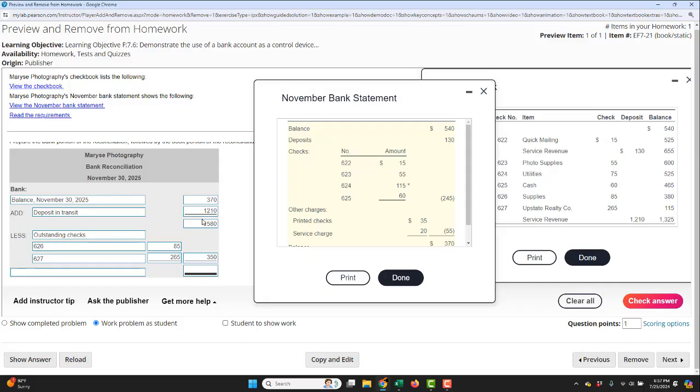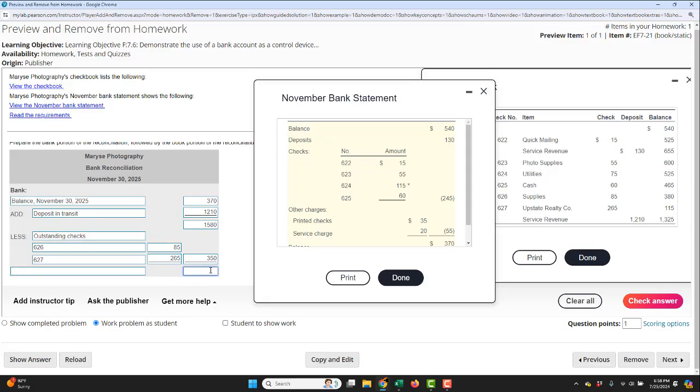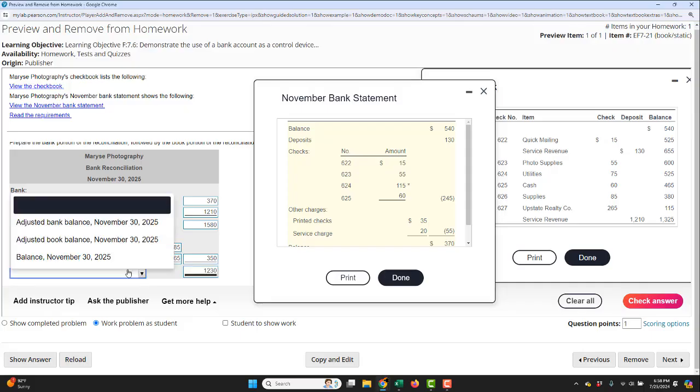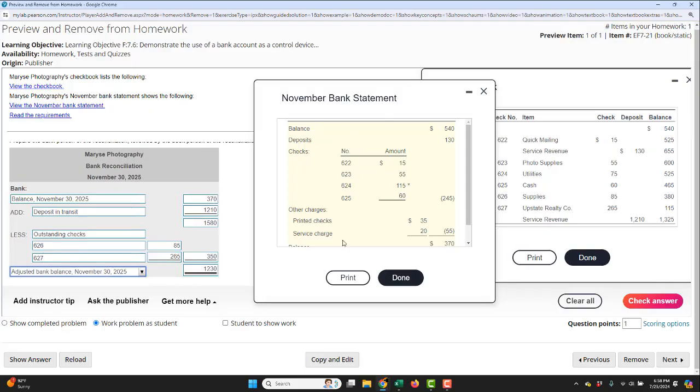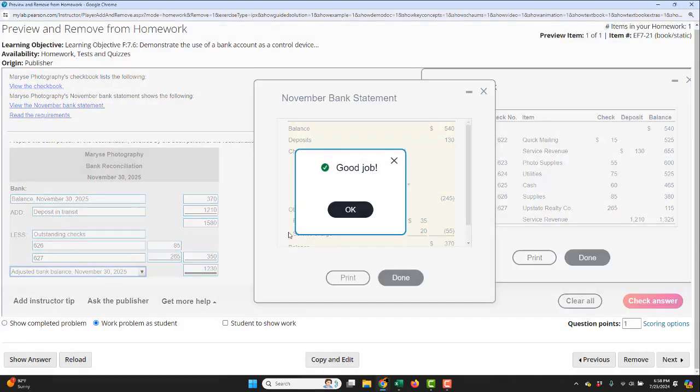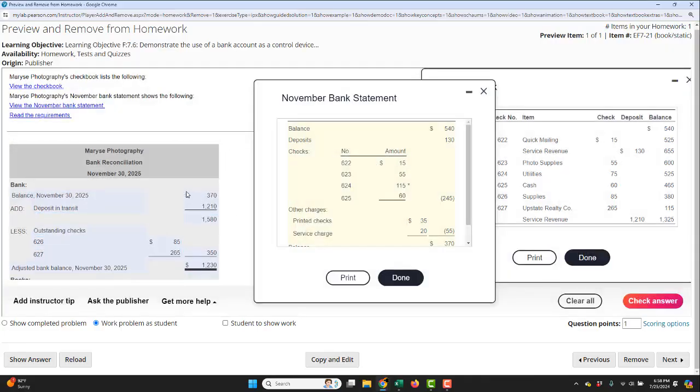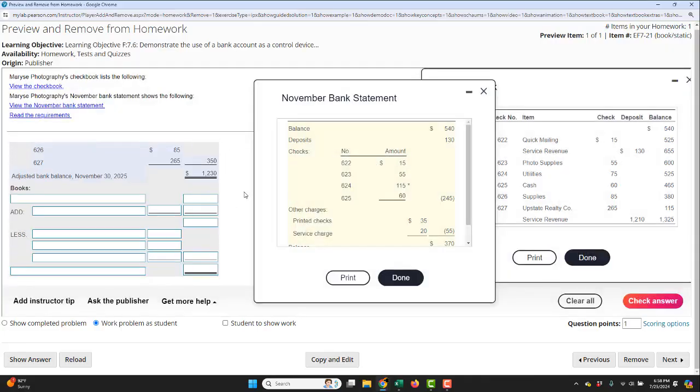And now these are amounts that we're subtracting. So we're going to take this amount, which is basically the unadjusted balance. We added our deposit in transit, and now we're going to subtract this 350, and we're going to get 1,320. And so this is our adjusted bank balance. So let's see. Okay, so now let's move on to the book balance.